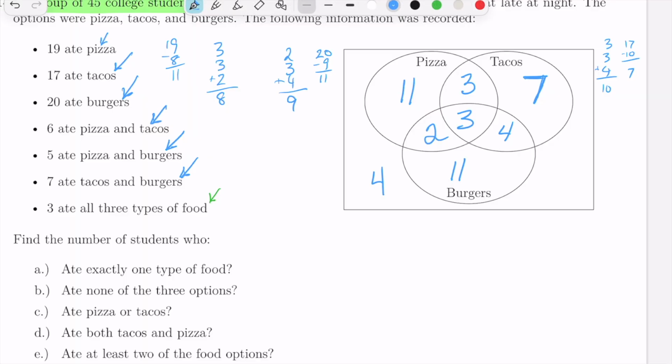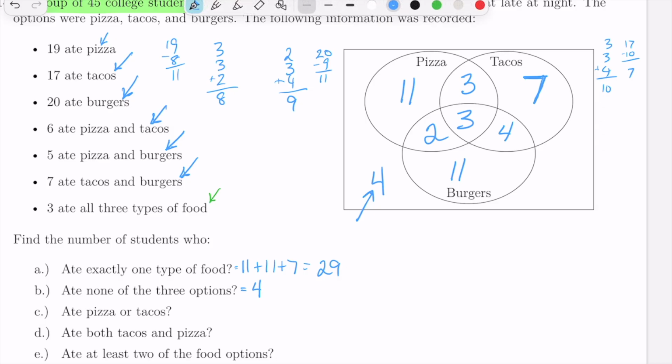How many ate exactly one type of food? Well, these people out here ate exactly one type of food. They liked only pizza, these 11 people only liked burgers, and these 7 people here only liked tacos. So we'll add together 11 plus 11 plus 7, and that should be 29. How many ate none of the 3 options? Well, that's just these 4 people here. There were 4 individuals that did not like any of these options.